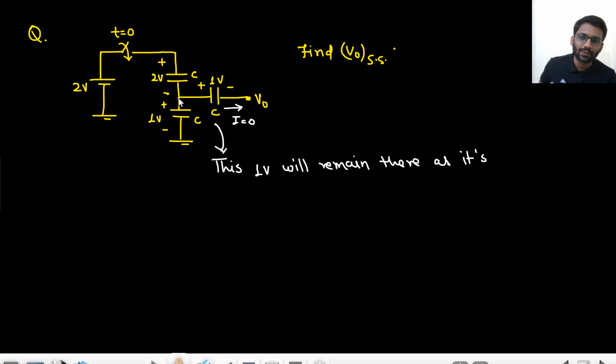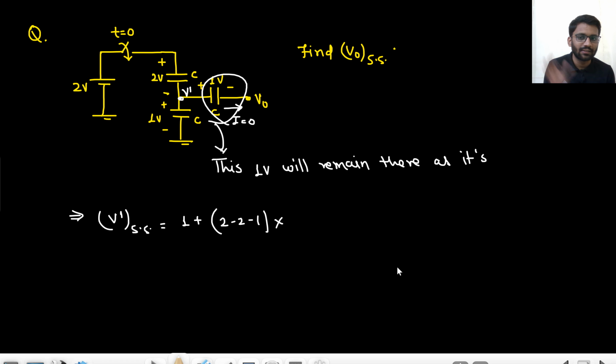Now, let's just call this potential as V dash. Now tell me what will be the value of V dash at steady state? Tell me what will be the value? Initial voltage, that is 1 volt. That it will conserve. Now, what is the initial voltage in the circuit? 2 minus 2 minus 1. It will be divided in inverse proportion, between C and C, because this capacitor C is out of action. Only the voltage will be divided between this C and this C, because this is open circuit, so that is out of action. So the voltage will be simply divided between this C and this C, 1 by 2. So simply it will become 0.5 volt.